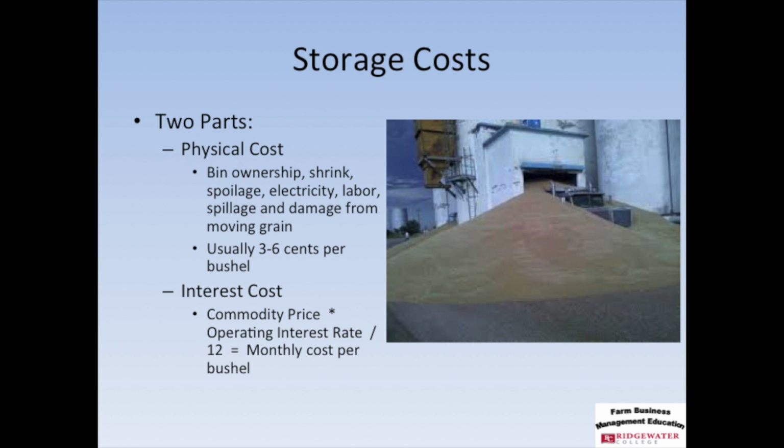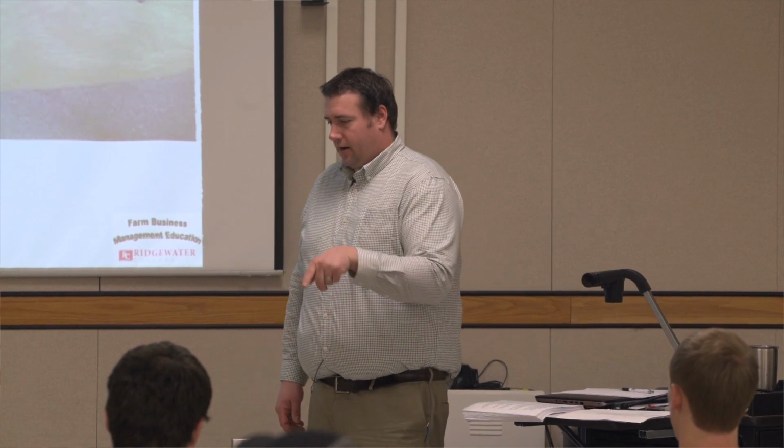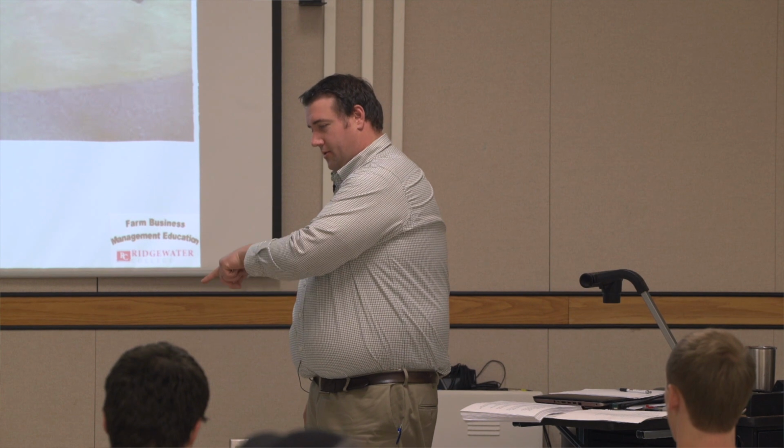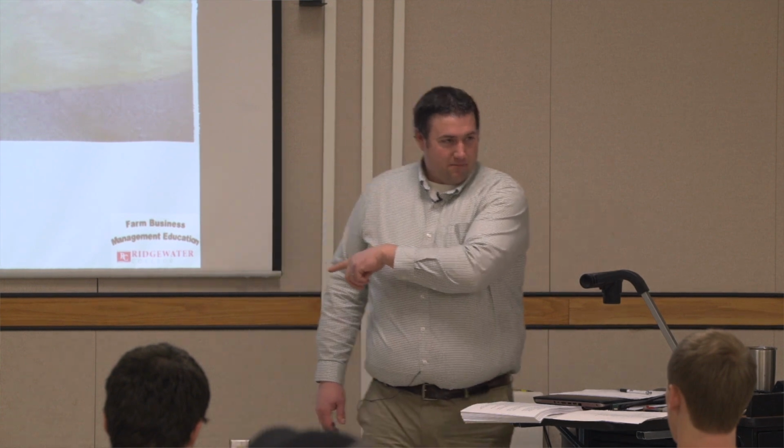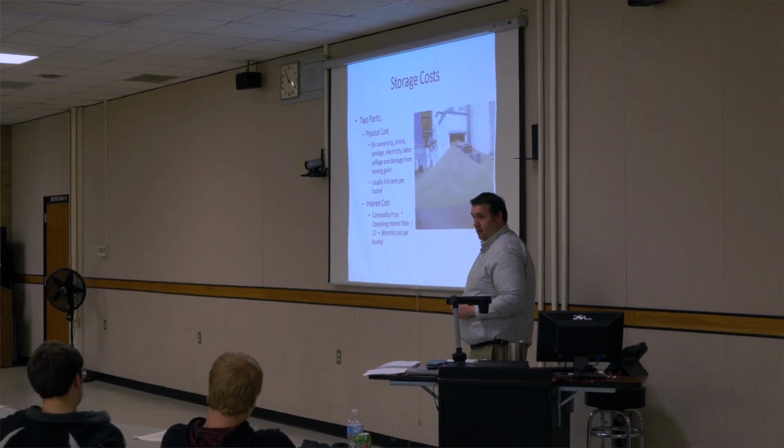So storage costs come in two parts. The first one is your physical cost. So this would be things like bin depreciation, fan electricity, and shrink. Soybeans in particular, if they're really dry, if they're 8 or 9% moisture, and you take them from the combine into the grain cart, into the truck, into the auger, into the bin, into the auger, into the truck, into the bean plant, you probably have created at least 1% of FM, foreign material, by just breaking that bean up. If you create 1% of FM, you bring in 1,000 bushels, guess what? They only pay you for 990 of them. Okay, is that right? 1% would be 10, yeah. So 10 bushels just don't get paid for.